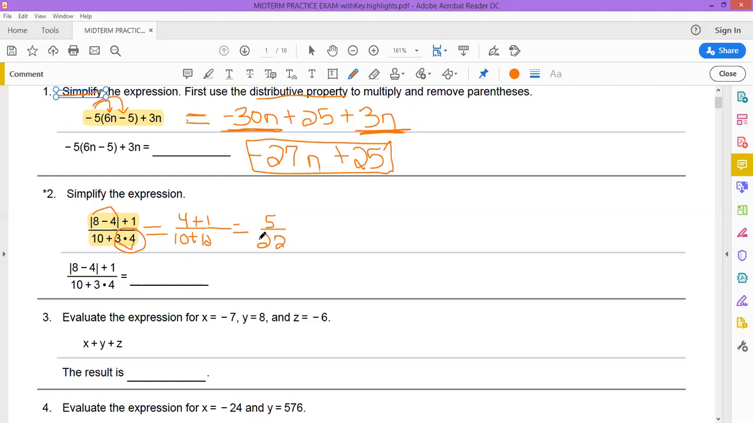Now you want to check and see if you can simplify that fraction. You're really asking yourself, is there anything you can divide into 5 and 22 to reduce the fraction? And you can't, so you leave it as 5 over 22.